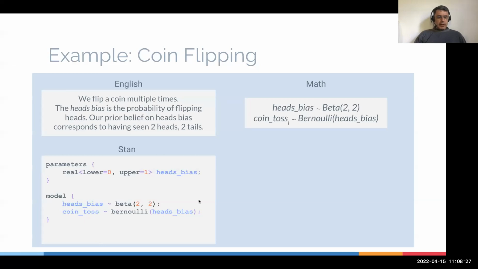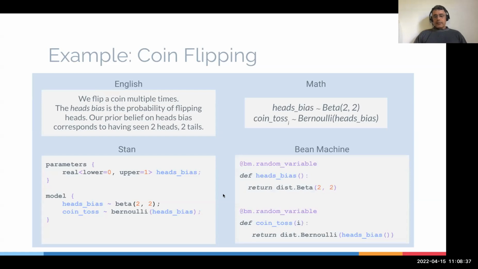As you can see, it follows the mathematical notation quite closely. The difference here is that you also specify the type of the variable, but it's pretty close to the mathematical form. And in Beam Machine, we define it like this. Basically, we just use Python to define it.